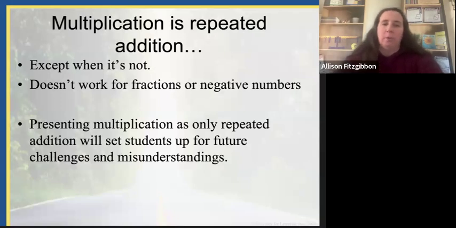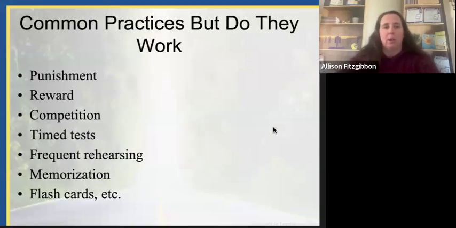So often you hear multiplication is repeated addition. And that's true, except for when it's not, okay? The concept of multiplication being repeated addition does not work when we're talking about fractions or negative numbers. So if you present multiplication only as repeated addition, it's going to set your students up for further challenges and misunderstandings.